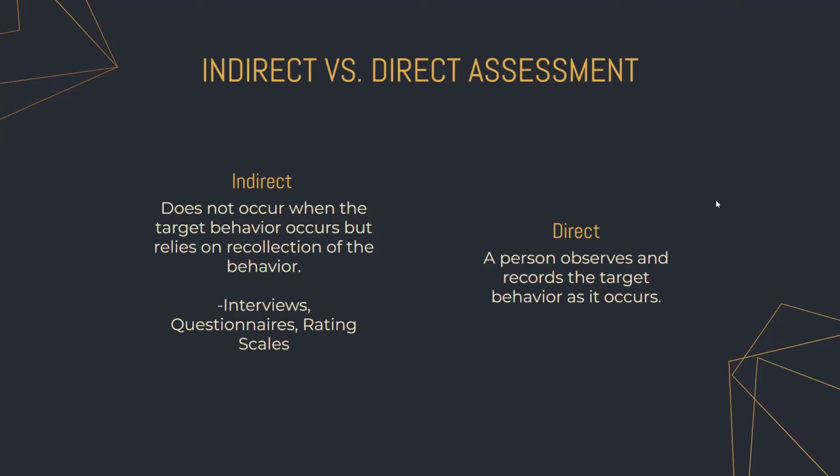So there's indirect and direct assessments. So indirect are ones that occur when we're just doing recollections of behaviors. So this can be like interviews and questionnaires and rating scales. We are not looking at the behavior directly. And direct is the opposite. We are observing the target's behavior as it occurs. So this can be through a recording, or we are actually in the room with the behaviorer in this case.